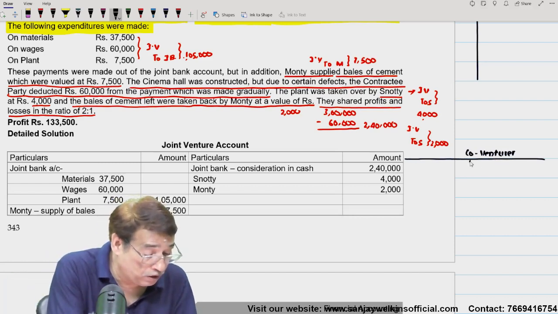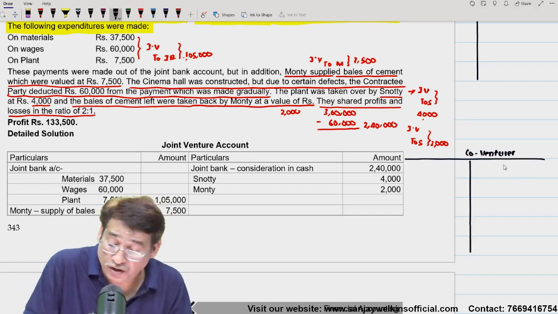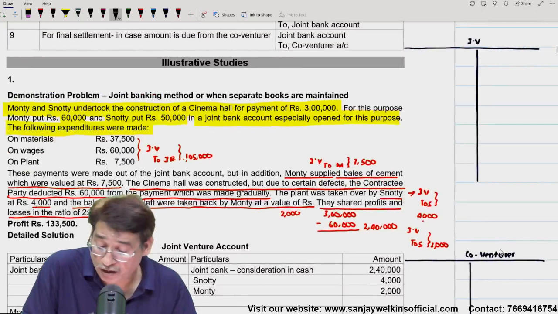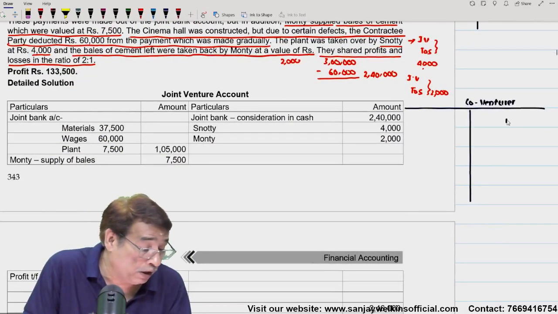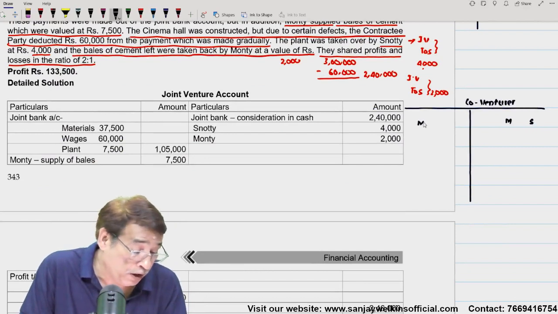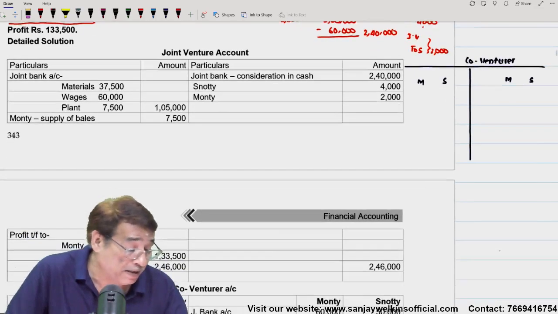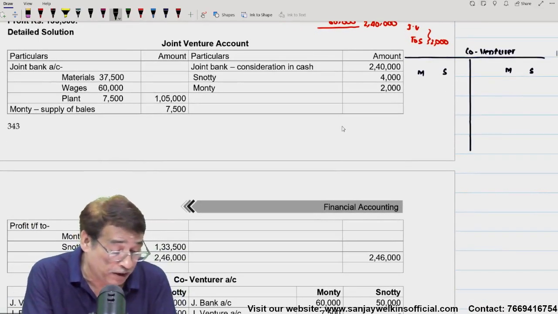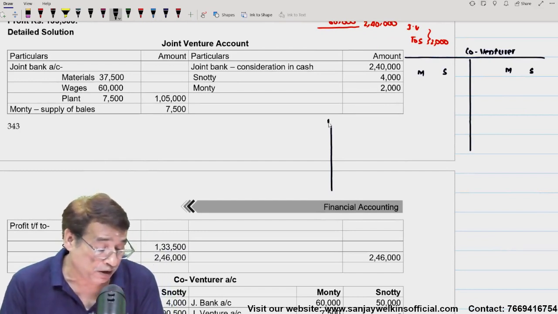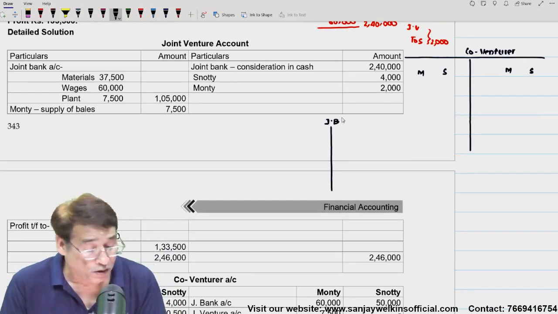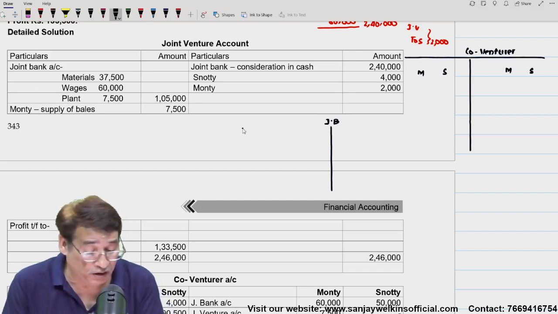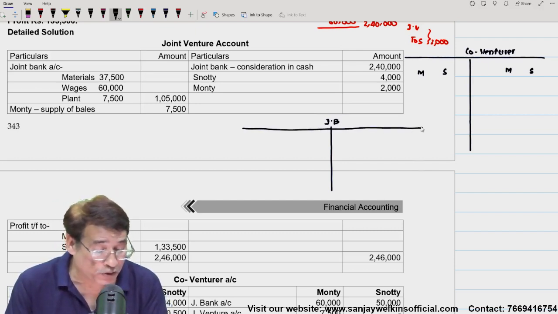In the co-venturer account, we have two co-venturers in this case. One is Monty and another one is Snooty, not Scooty, Snooty. And as I told you, besides that, we will have to prepare a joint bank account. So here I will prepare a joint bank account, just to make the point clear. So these are the accounts which we are supposed to prepare.